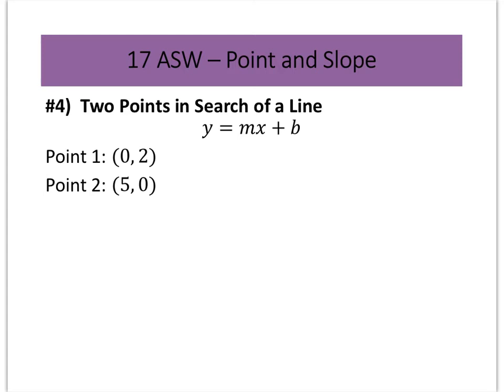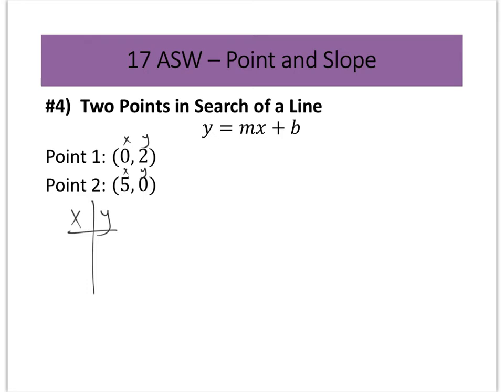Well, sometimes we're not even fortunate enough to have the slope, but we could have 2 points. And so I want to remind us, how do we find slope from 2 points? Well, quite simple. Each of these points has an x value and a y value, and I'm going to substitute those into the equation.